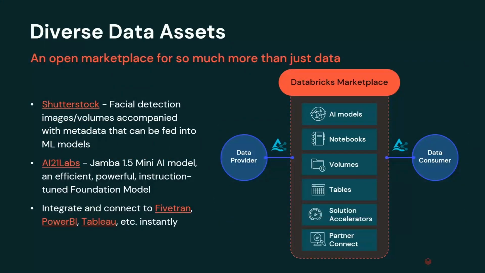So let's talk about the first one, right? For the diverse data assets, you can see on the left, we have a few examples of what they include. The first one is Shutterstock. So we have all types of different images. They actually provide a lot of facial detection volumes that people feed into their ML models directly for any analytics or downstream usage. We also have AI21 Labs, which has a lot of foundation models that you can use. And finally, through Partner Connect, you can integrate and connect within seconds to our most popular connectors, such as Fivetran, Power BI, and Tableau.